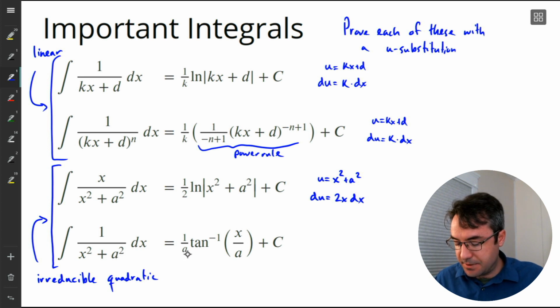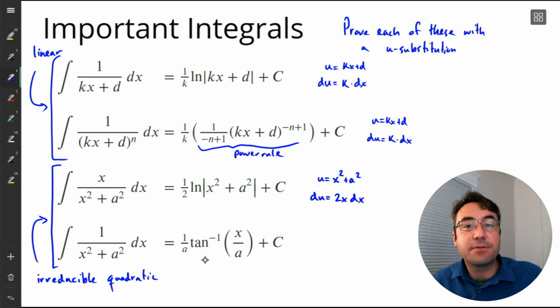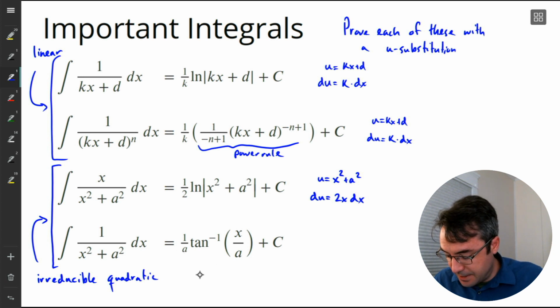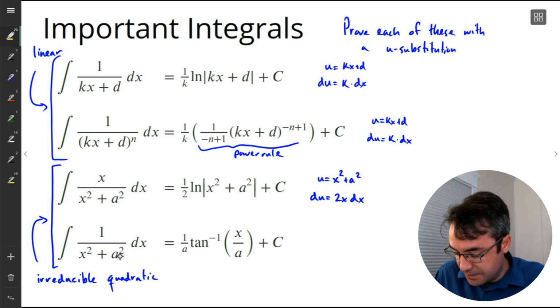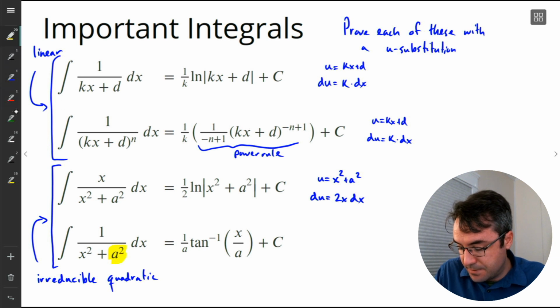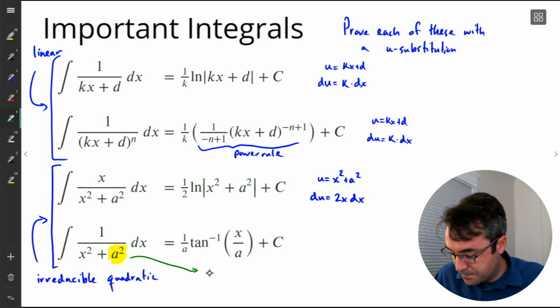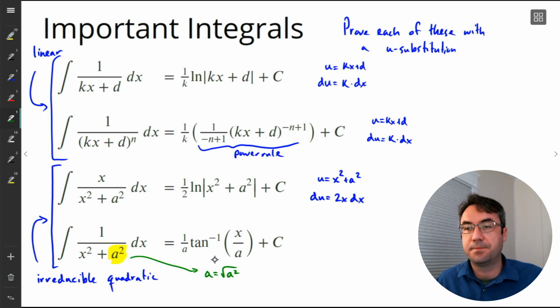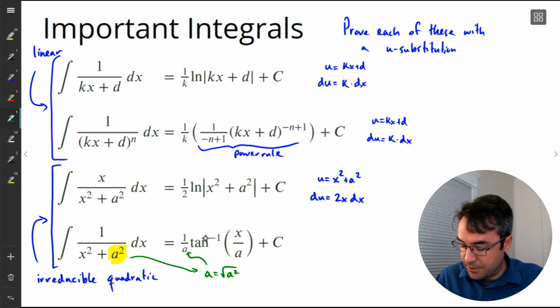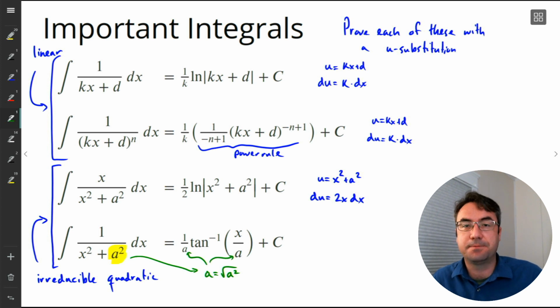And it's 1 over a times inverse tangent of x over a. The way you can figure out the constant to put here is you take this a squared and you do the square root of it. That's the number that you're using inside this integral. So you look at the number, it's positive, you can take the square root of it, and whatever that square root is, that's what you're putting in here.